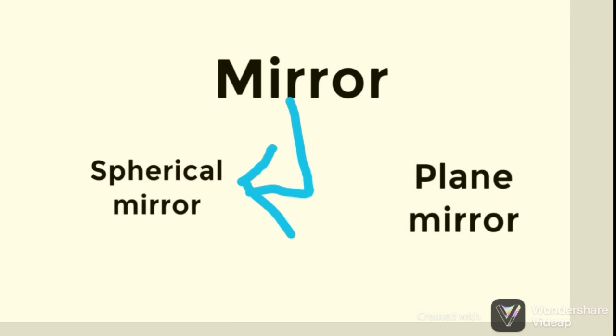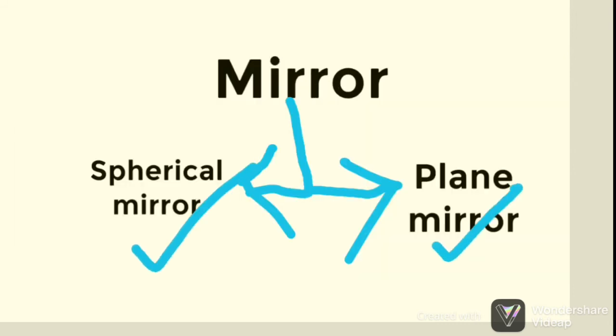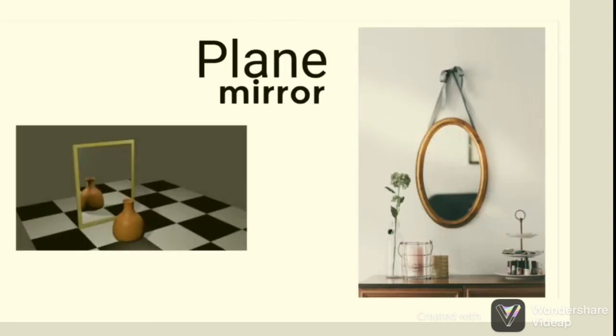Let's start to discuss the types of mirrors. We have two types of mirror, that is a plane mirror and a spherical mirror. We'll be discussing both now. We have a plane mirror over here. Plane mirrors are nothing but the mirrors which we have in our home to see our faces. These mirrors have a unique feature.